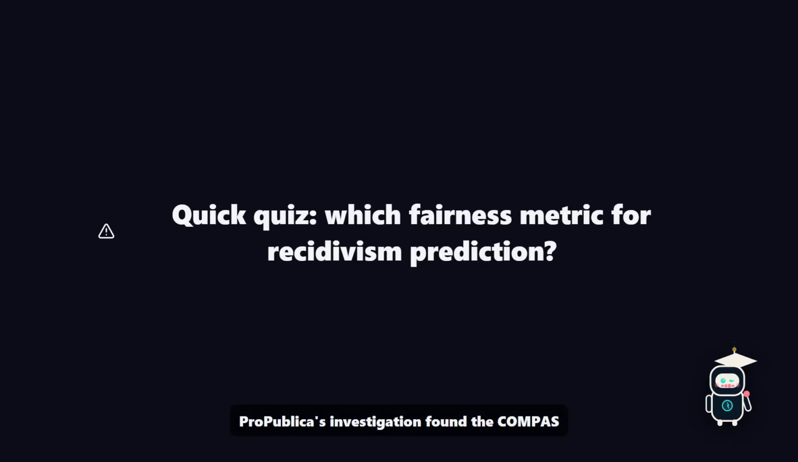ProPublica's investigation found the Compass algorithm mislabeled black defendants as high risk nearly twice as often as white defendants. A catastrophic failure of fairness. If you see a question about parole, sentencing, or any life-altering automated decision, the answer is almost always equalized odds. It forces the false positive rate to be identical across groups, so the model's mistakes don't hit one community harder than another. On the AIF-C01, equalized odds is the bulletproof choice when stakes are highest.